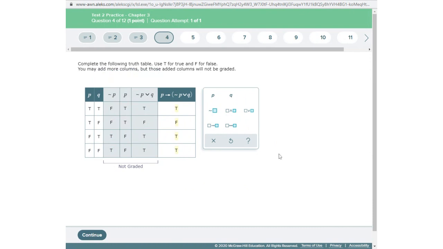So there we go. That's the truth table for that statement right there. I put it in 3 different columns, and that's why they say it's not graded, because you can put them in so you can do some intermediate work. All right, any questions?